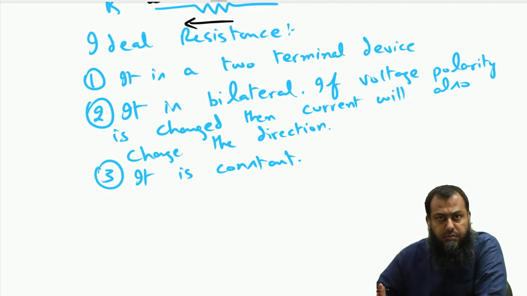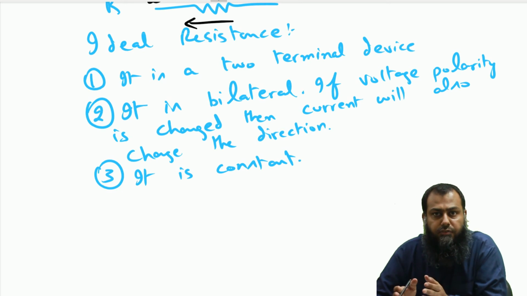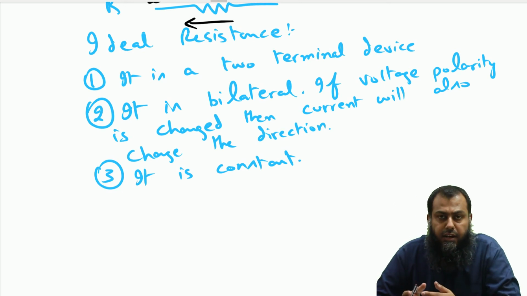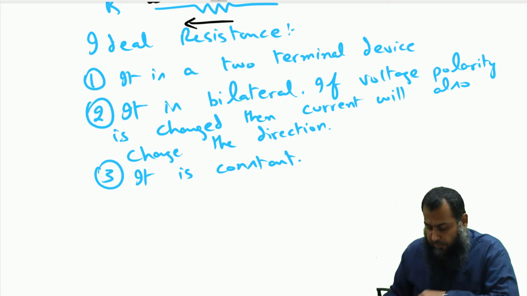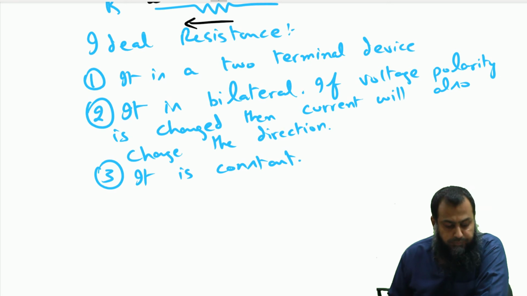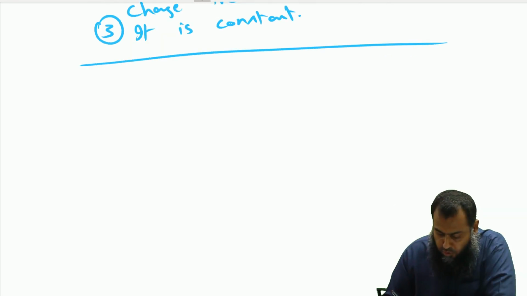Or in short, an ideal resistance is a resistance which obeys Ohm's law regardless of the operating temperature and regardless of the applied voltage and current. Its value stays constant. So these are some of the properties of an ideal resistance. Moving forward, Ohm's law is V is equal to I into R.